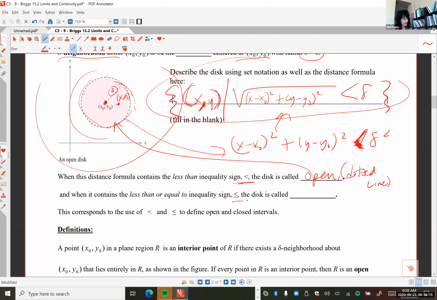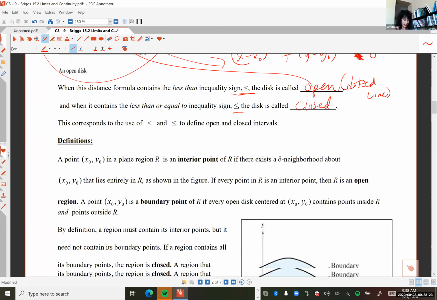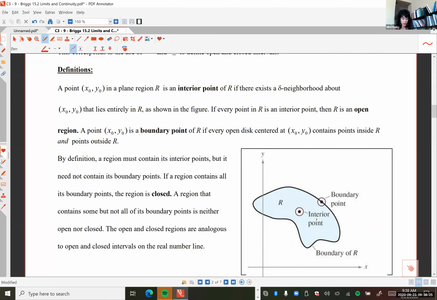If it had a less than or equal to symbol, then just like a closed interval contains its endpoints, the disk would be closed. Here's some more definitions I don't want to spend too much time on, but mathematicians spend a lot of time on it. And it's kind of obvious from my picture.